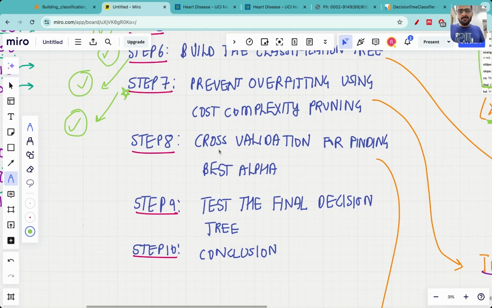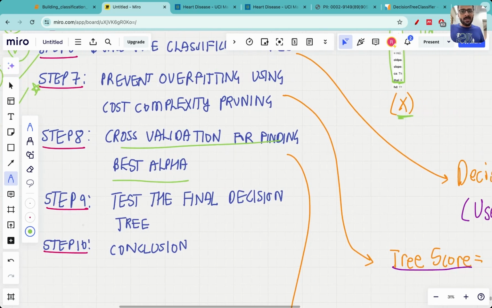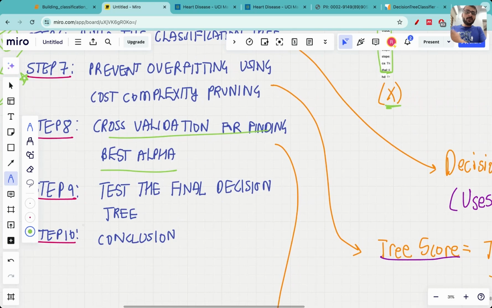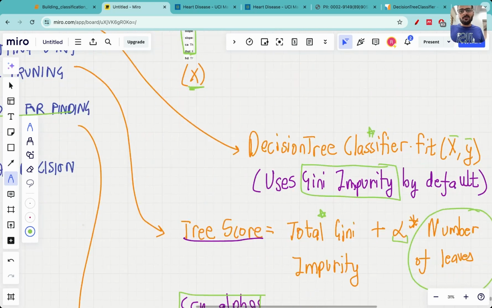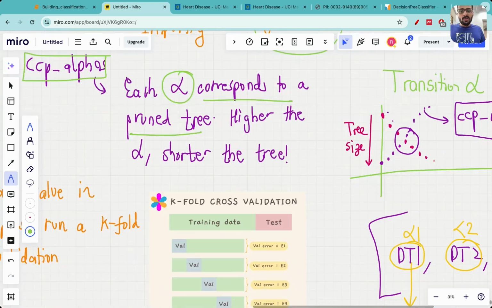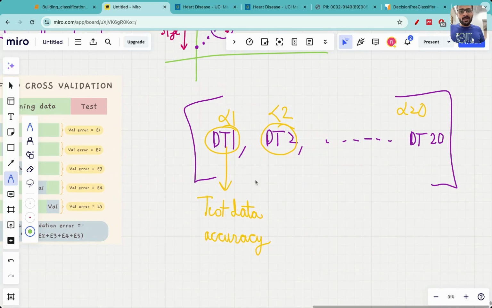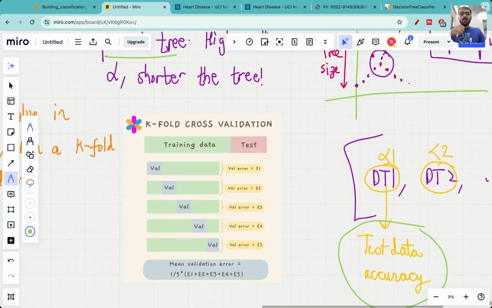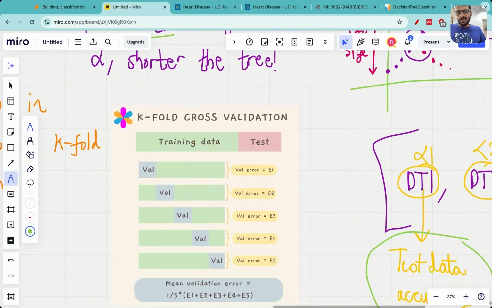The main point of step number 8 is that for finding the best alpha, right now we just used one training and testing data, right? But what if for different training and testing data there is a different value of alpha? So this plot which I showed you right now, we did the testing data accuracy for all these trees, but we just did it for one train test data. What if there is some other split which leads to a different value of alpha? Okay, so now we are going to implement cross validation.